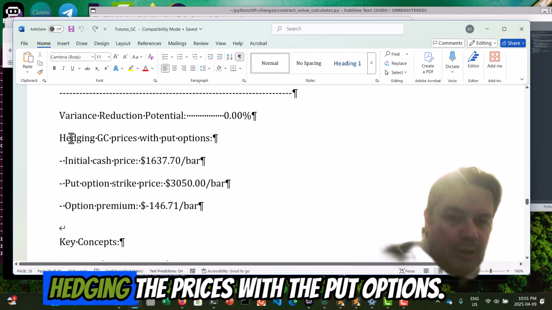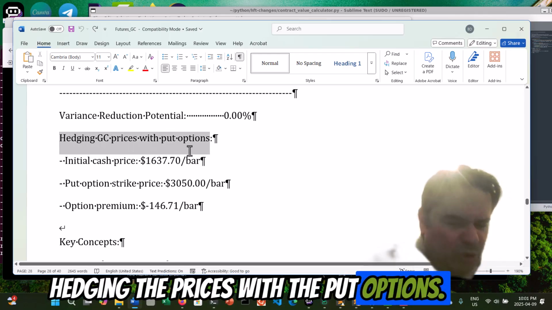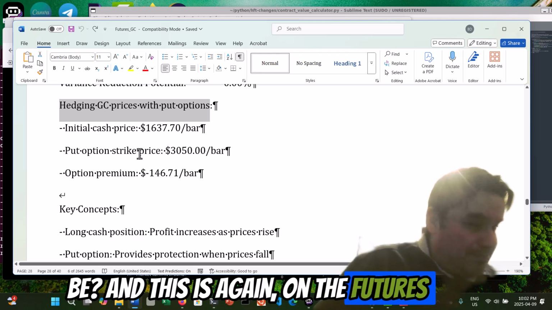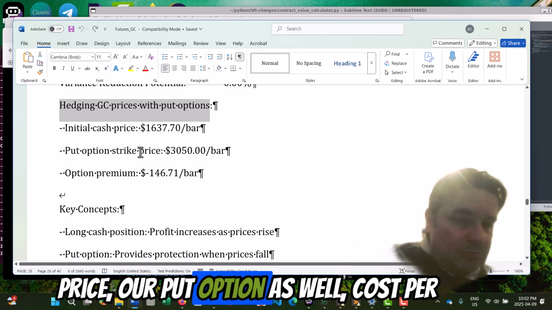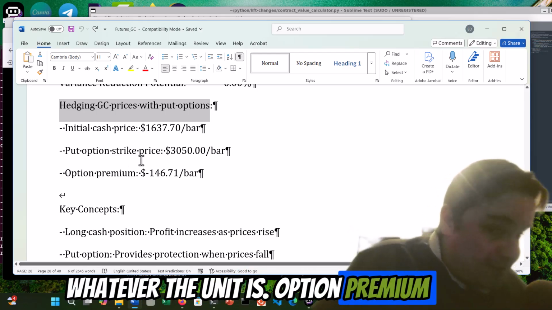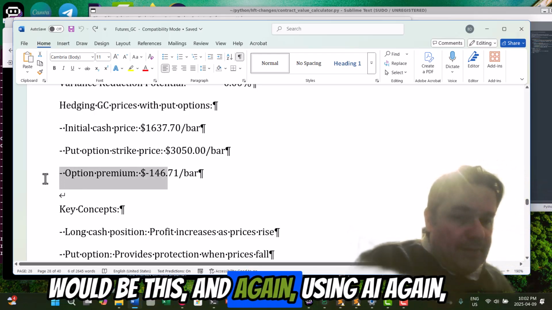Here, we're looking at hedging the prices with the put options. What would our initial cash price be? And this is again on the futures price or put option as well, cost per bar in gold, let's say, or whatever the unit is. Option premium would be this.